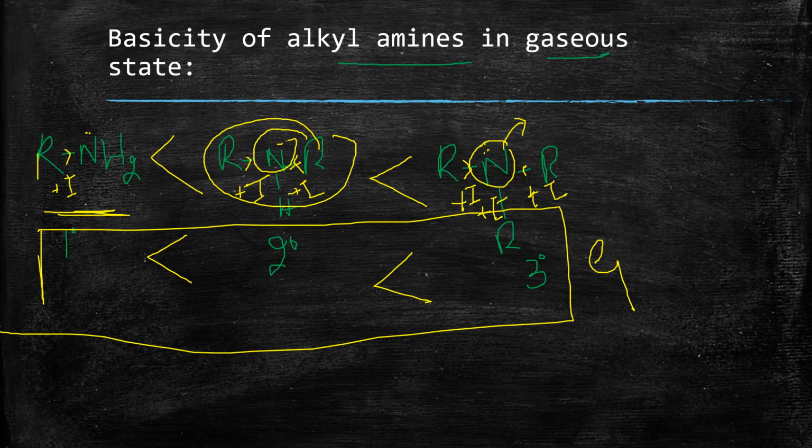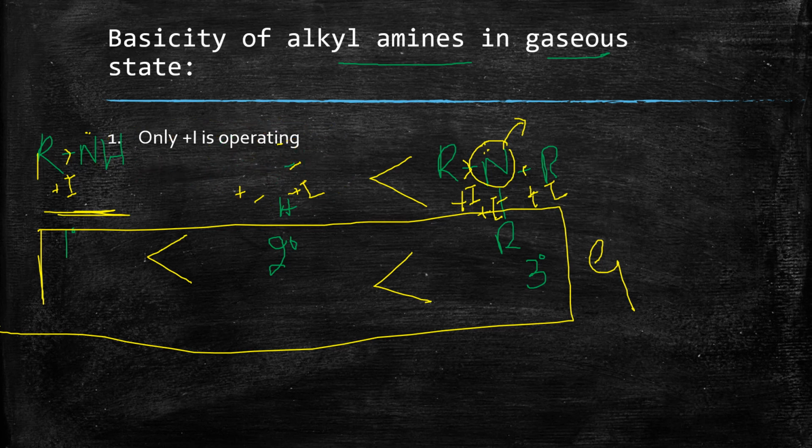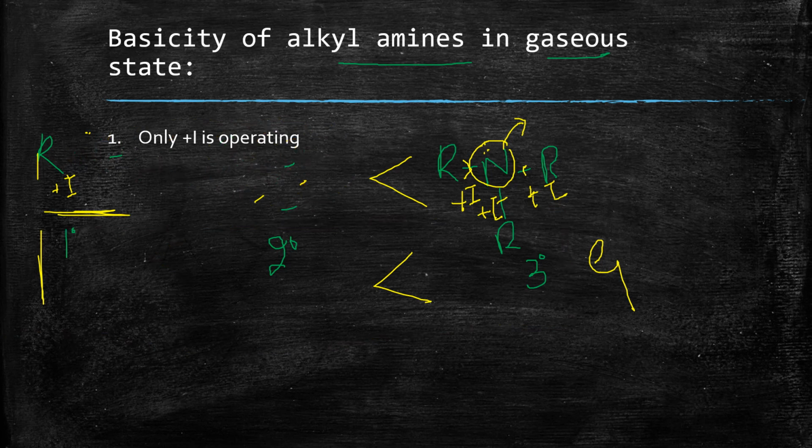Right. After this, let's go for the only plus I. Here you can see only plus I is operating. Let me erase this portion. Right, here only plus I is operating. So as a result of which, the order is as expected, that is primary is least basic and tertiary is most basic, as explained, right?